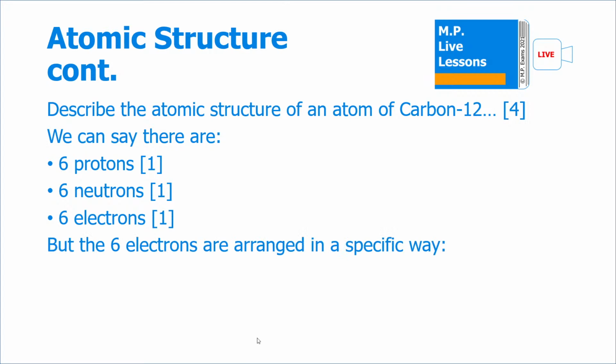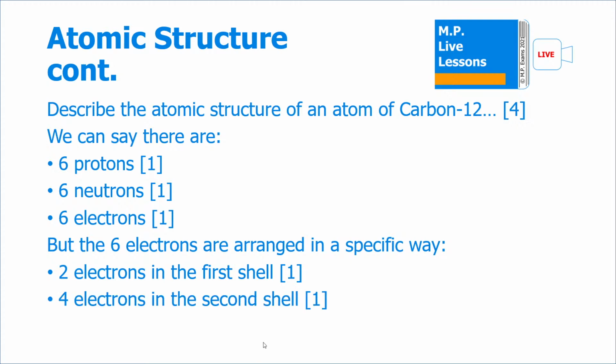But that's not it. The 6 electrons are arranged in a specific way. If you remember, we have shells. So 2 electrons in the first shell and 4 electrons in the second shell. We'll come to that later.